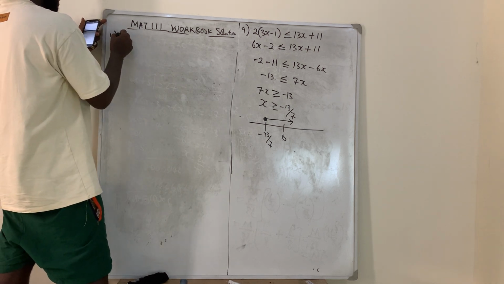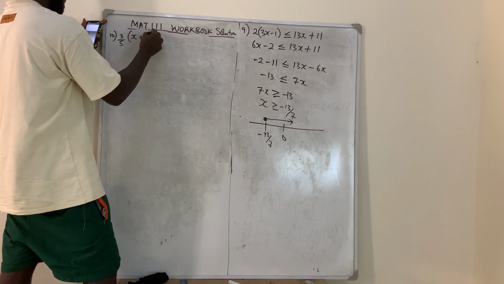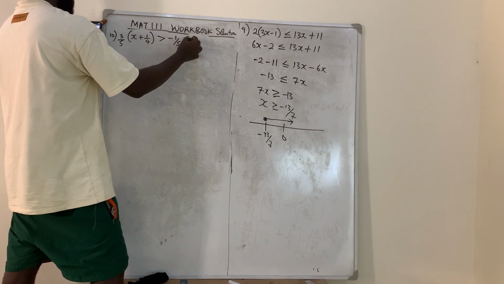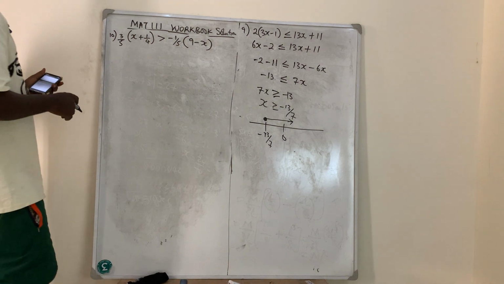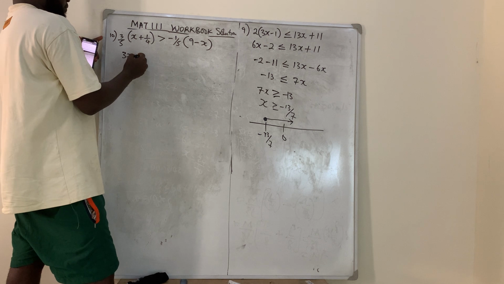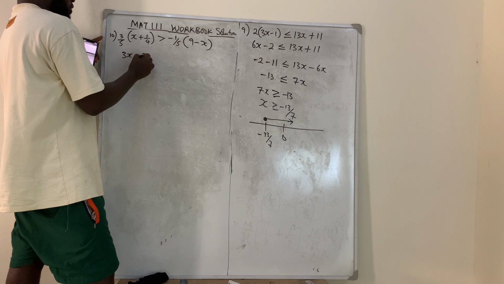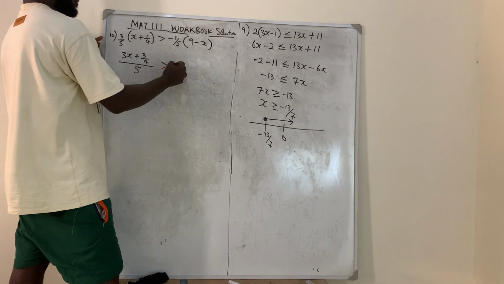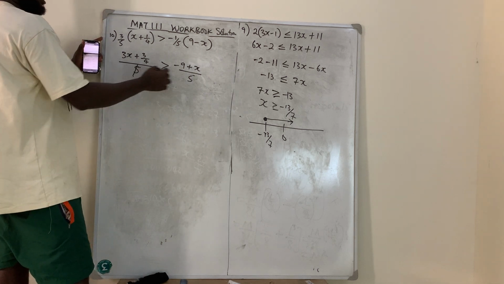Question number 10 said 3 over 5 into x plus 1 over 4 is greater than minus 1 over 5 into 9 minus x. If I want to open the bracket, this will give you 3x plus 3 over 4, everybody over 5, is greater than minus 9 plus x, everybody over 5. 5 can take care of 5.